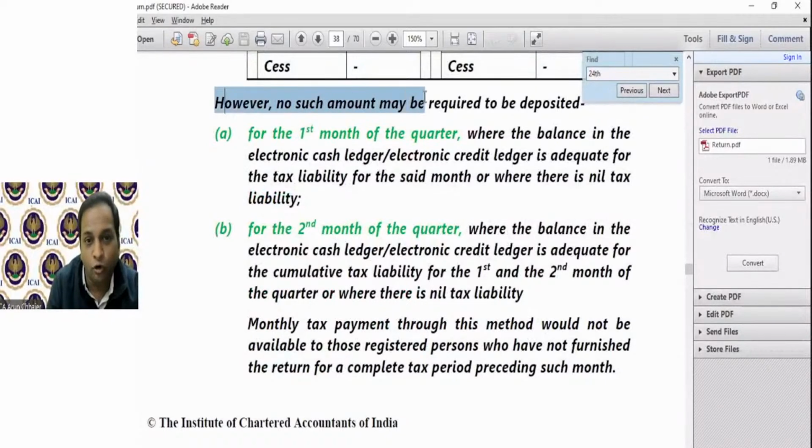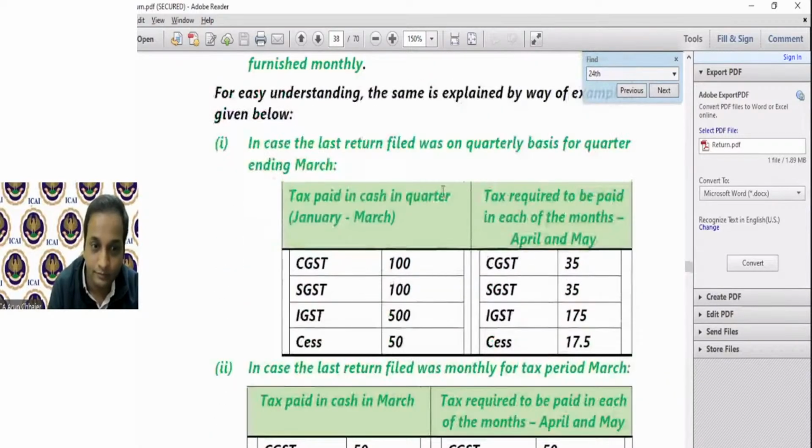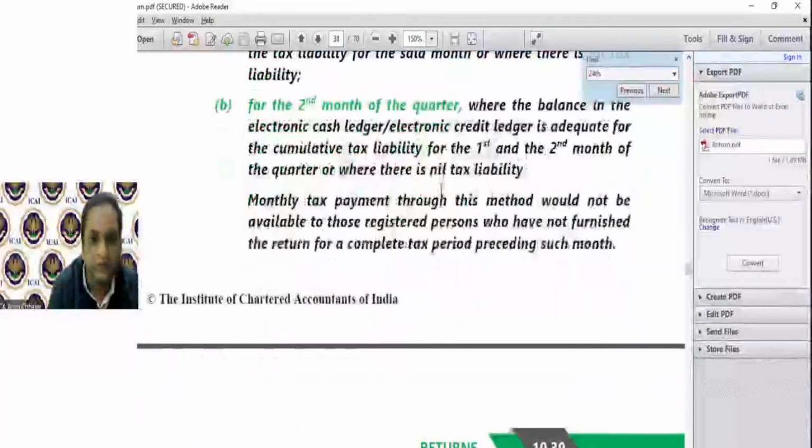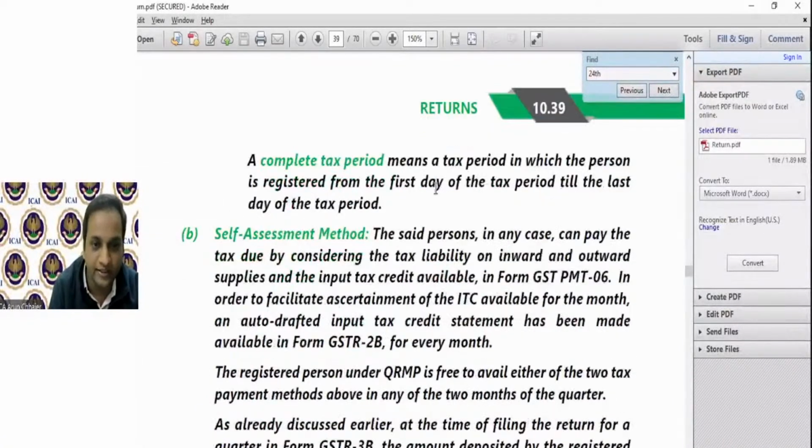But take care, no such amount may be required to be deposited where the balance in the cash ledger or credit ledger is adequate for making the payment of liability of that month, or if there is no tax liability. ठीक है. और सेकेंड मंथ सेम थिंग्स, कुमुलेटिव अगर ऑलरेडी कैश पड़ा हुआ है तो दिक्कत नहीं है.